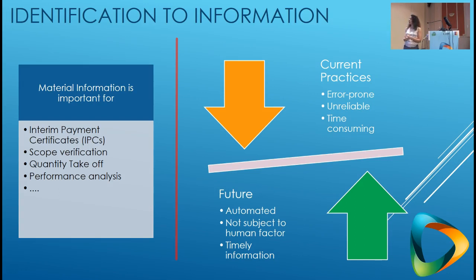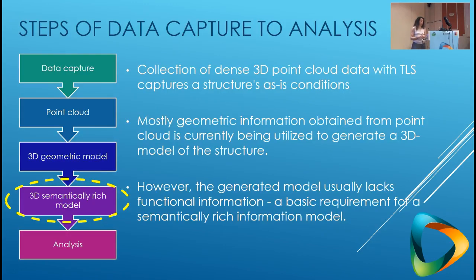And currently how we do it is usually, mostly, by humans. When humans are involved, it is usually error-prone, sometimes unreliable, and it takes a lot of time when you need to do it continuously during the construction. But for the future, we try to achieve an automated version of the material identification, which will eliminate the humans in the process, and it will be more timely and more accurate when we can enable this in the future.